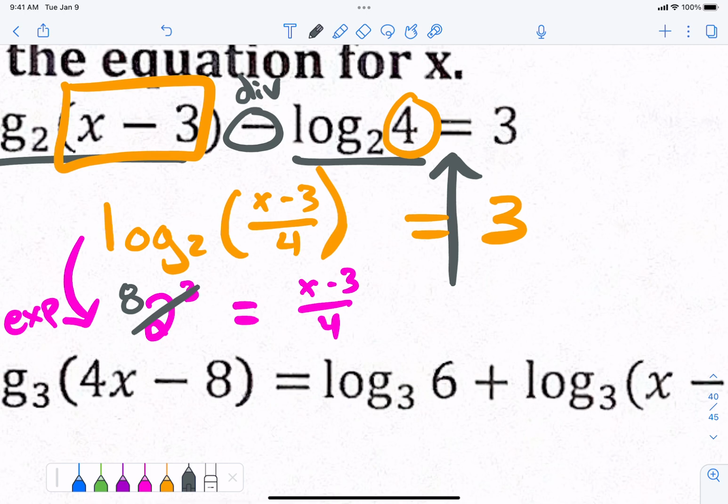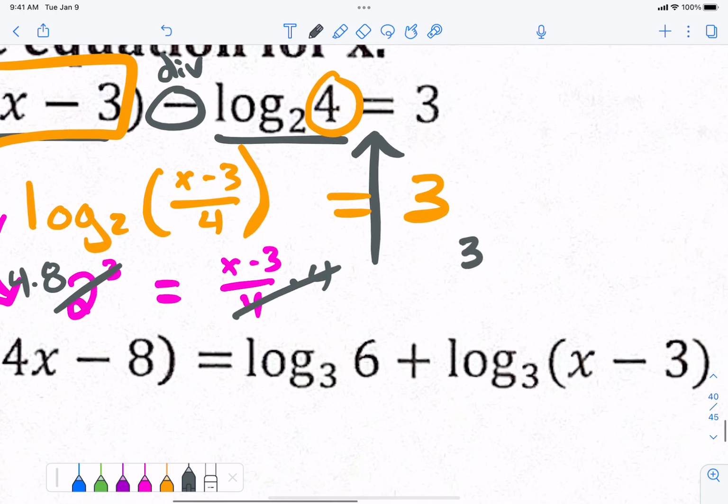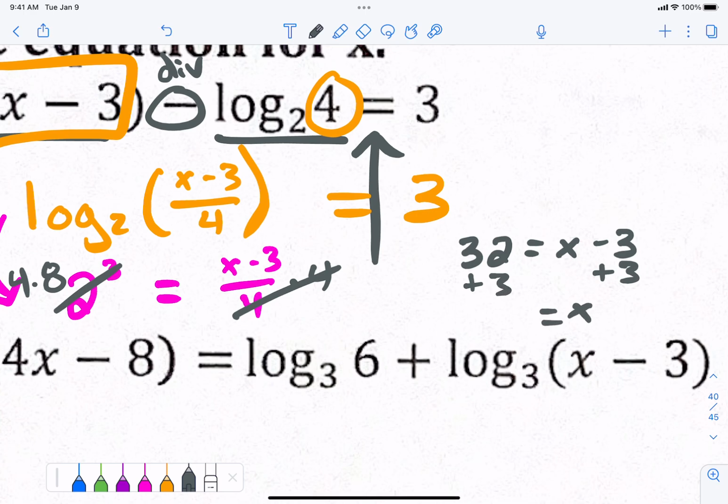Now, 8, what? Multiply the 4 over. I want to get rid of the fraction. Okay, what is 4 times 8? 32. 32 equals x minus 3. And then add the 3. Oh yeah, I did do 35. X equals 35. Questions about that? Good?